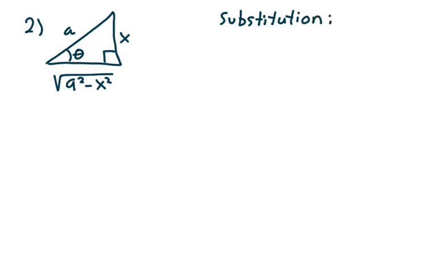When you have the square root of a squared minus x squared, notice that a was the hypotenuse and x was the side opposite to angle theta. Now, x divided by a is equal to sine of theta. So if I multiply both sides by a, I get x equals a sine theta. And furthermore, we can get a substitution for the square root of a squared minus x squared.